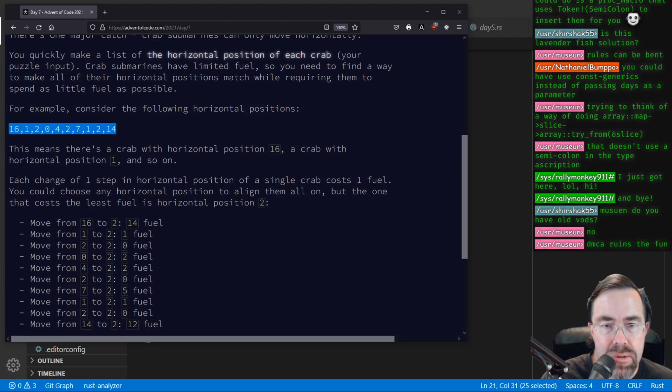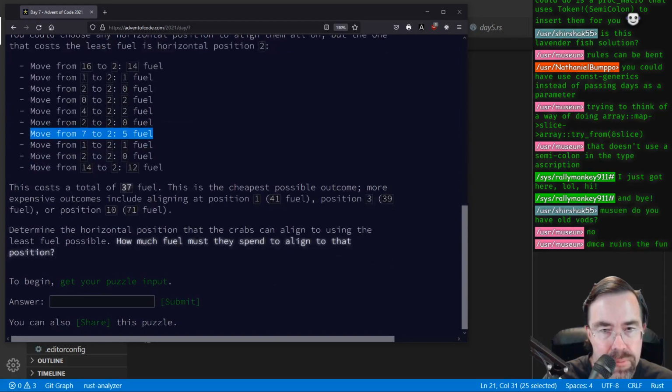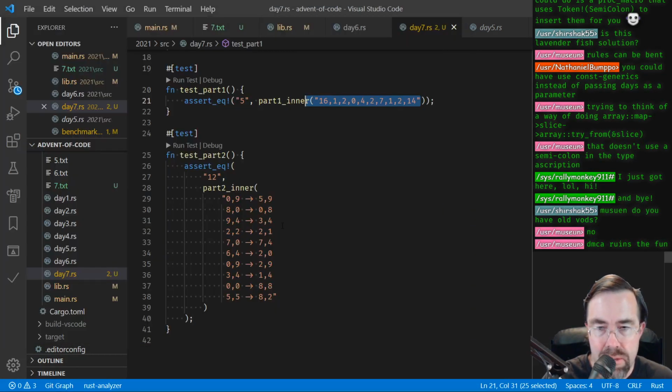This means there's a crab with horizontal position 16, a crab with 1, and so on. Each change of 1 step in the horizontal position of a crab costs 1 fuel. You could choose any horizontal position to align them all on, but the one that costs the least fuel is horizontal position 2. So 16 moves to 2, the most fuel. Everyone else uses a little bit of fuel, except for 7, takes 5 fuel. Oh, I guess the last one too. This costs a total of 37 fuel.